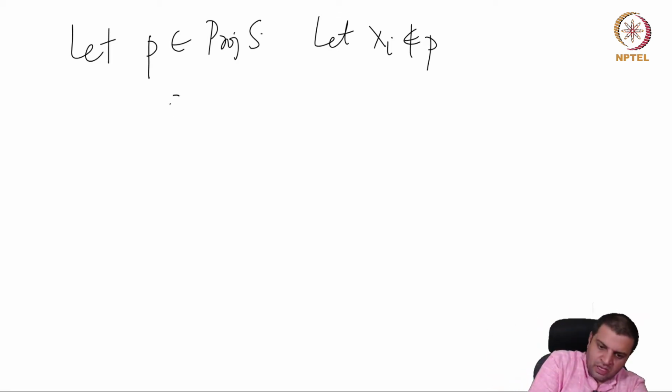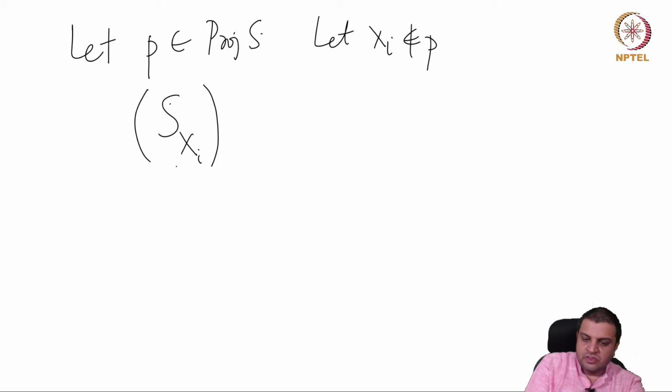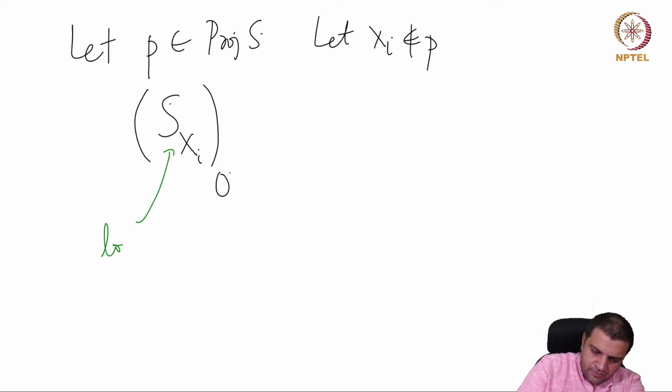Now take S and localize at xi. This is just localizing. Now this is a graded ring, and take its degree 0 part. Let's just write down what this is. This is the localization.